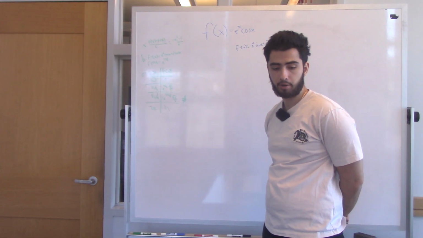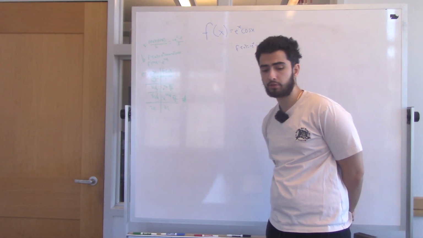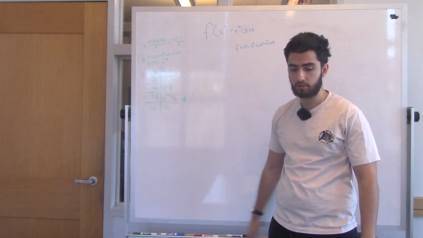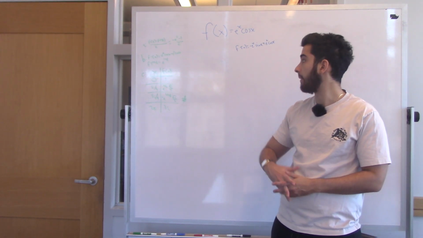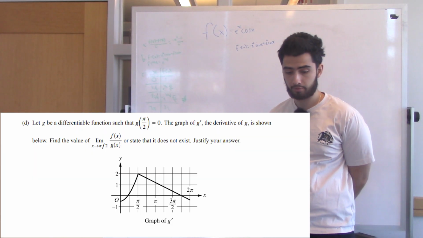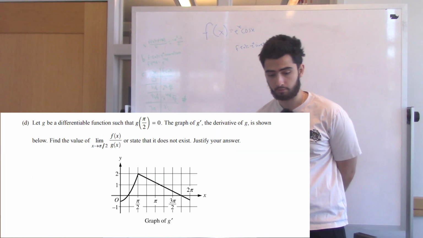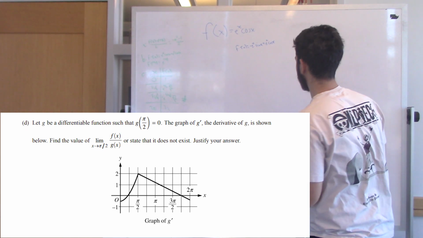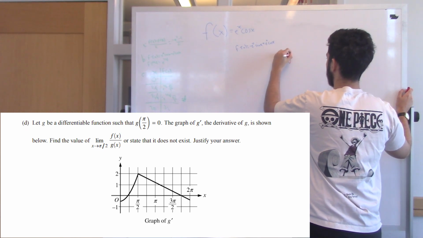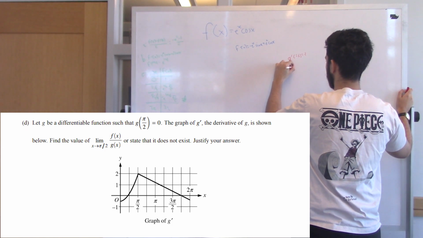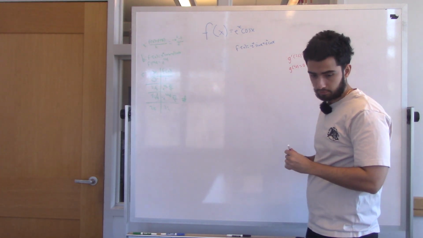Alright, and now for part D, we're told that g is some differentiable function, g(π/2) is 0, and that we're given the graph of g'. I'm going to, editing magic, put it up here. I would not be able to draw it accurately. But I do want to note one key thing from that, is that g'(π/2) equals 2. So g'(π/2) equals 2, and g(π/2) equals 0. Those are the two key things that we are told.